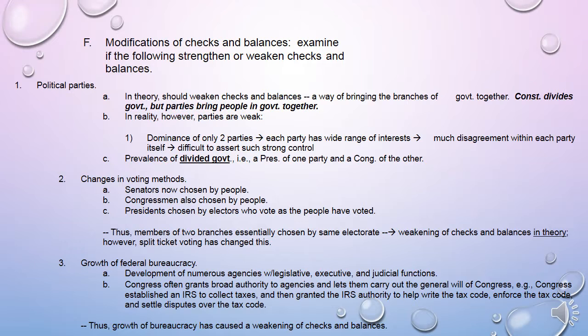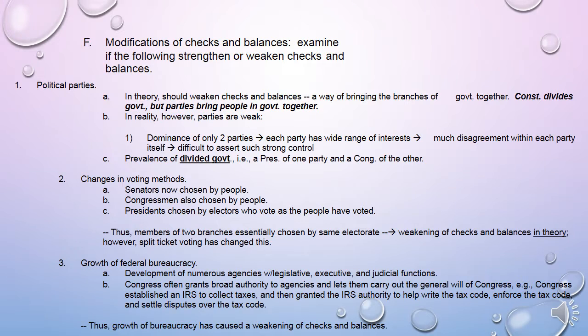Changes in voting methods. Senators are now chosen by the people. They were chosen by the state legislatures for over 100 years. Congressmen are chosen by the people, and presidents are chosen by electors who vote as the people have voted. We'll talk about that again later. So members of two branches are essentially chosen by the same electorate, which weakens the checks and balances in theory.